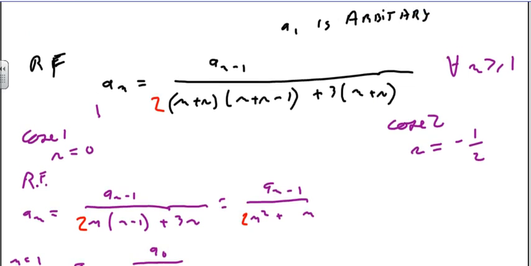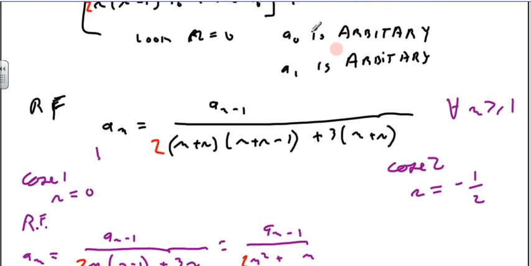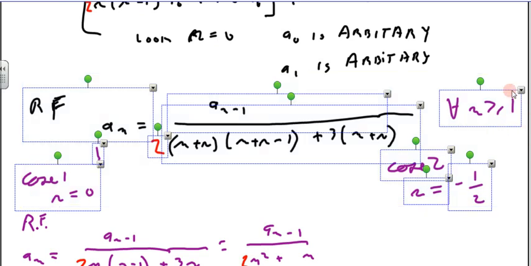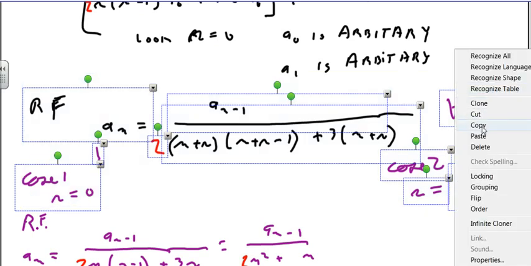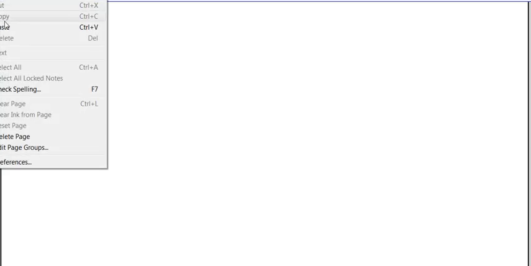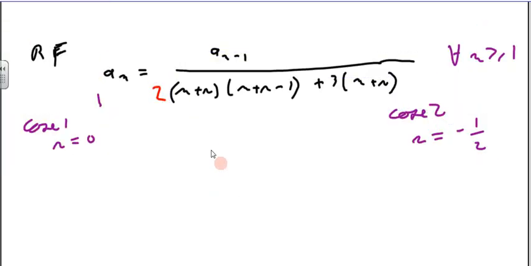Now we have to do case 2. So we're going to take the recurring formula and we're going to move it to a different page. Copy. Okay, so now we've got the recurring formula. We're still in number 18, and we're doing case 2.